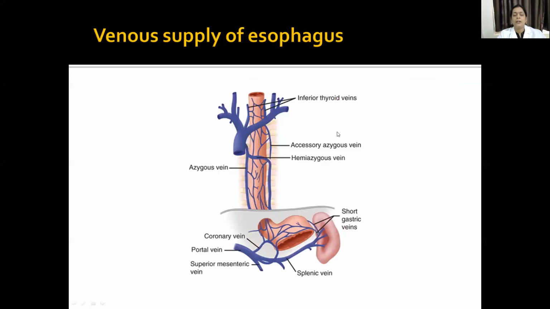Now, coming to the venous supply of the esophagus. So I told you about the three parts of the esophagus: cervical, thoracic, and abdominal. The cervical part is supplied by the inferior thyroid artery, as I told you when talking about the blood supply. Then the thoracic part by the thoracic aorta, and the abdominal part by the left gastric artery. So now you need to know about the venous supply of the esophagus, because that is how you learn from the concept to the pathology, right?